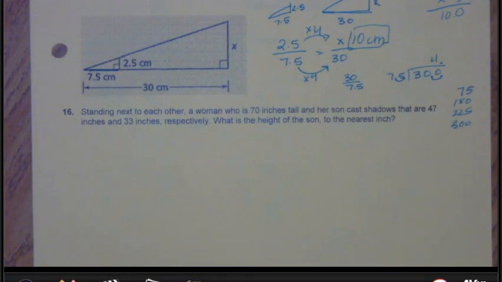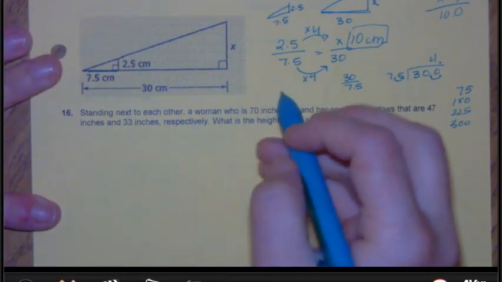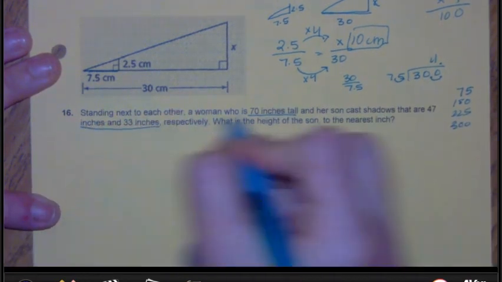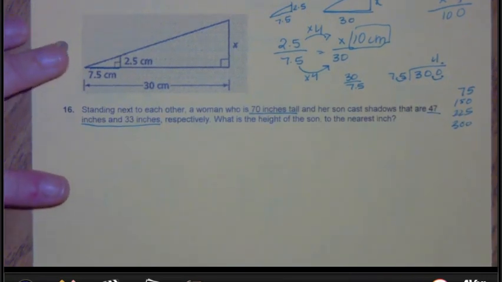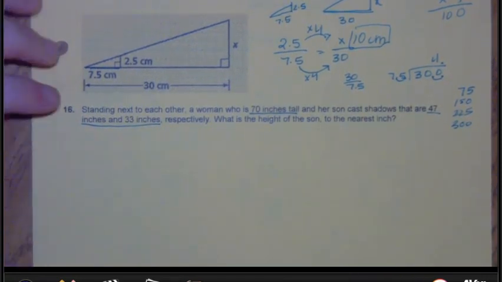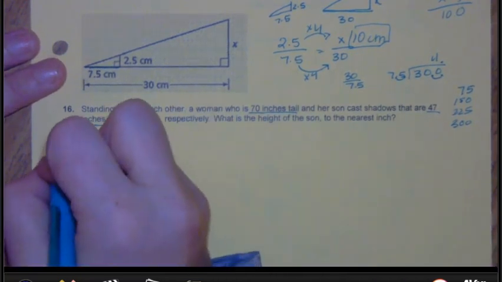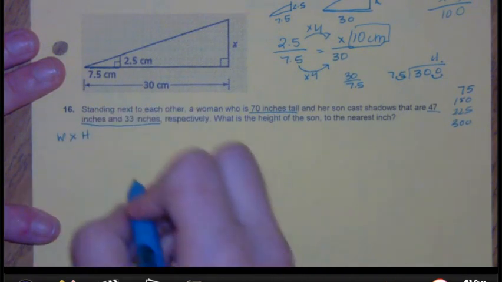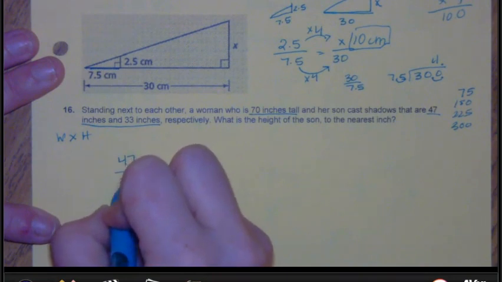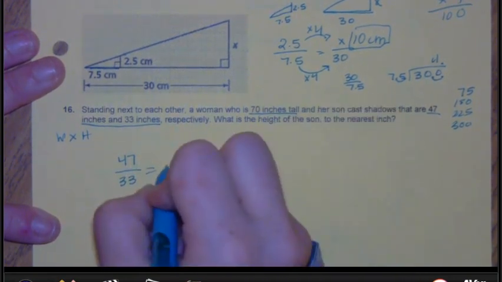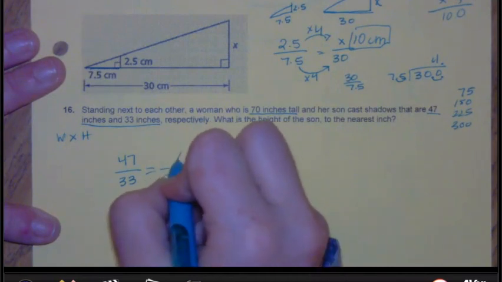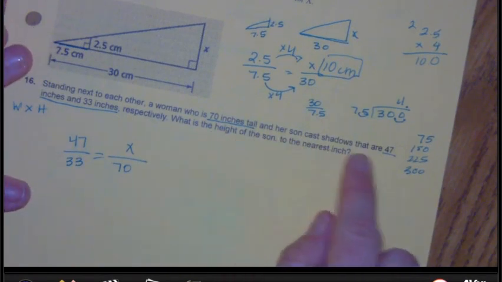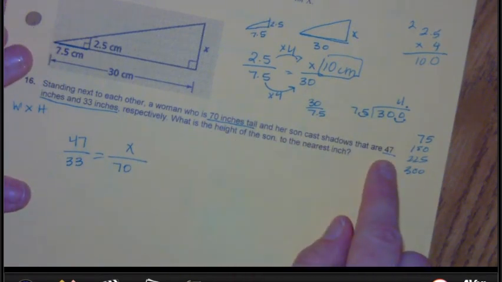All right, number 16. Standing next to each other, a woman is 70 inches tall, and her son casts a shadow that is 47 inches by 33 inches, respectively. Okay. What is the height of her son? All right, so remember that when I deal with something by something, it's always width by height. All right, so I'm going to have 47 over 33, and the woman is 70 inches tall, and we do not know the width.